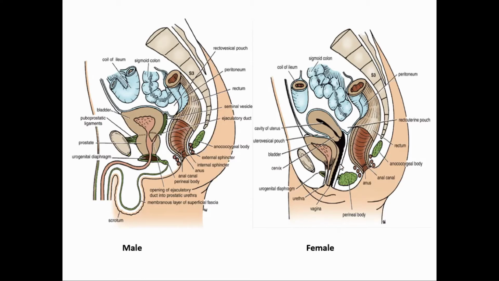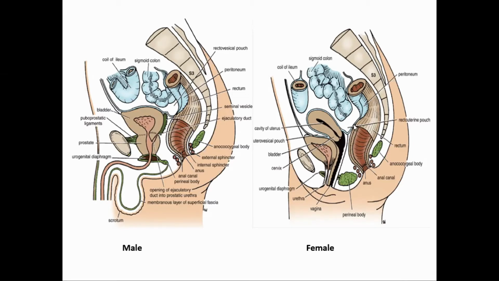Now, in case of the female, in between the rectum and urinary bladder, there are female reproductive organs, the uterus and the vagina. But these are absent in case of the male. So there is formation of the rectovesical pouch in the male. In the female, the uterus and the vagina are present in between the bladder and the rectum.